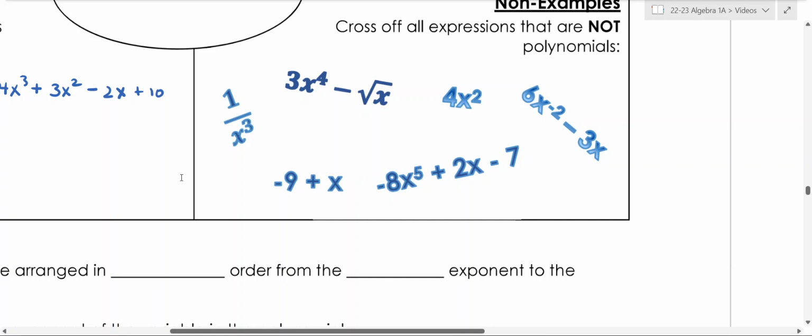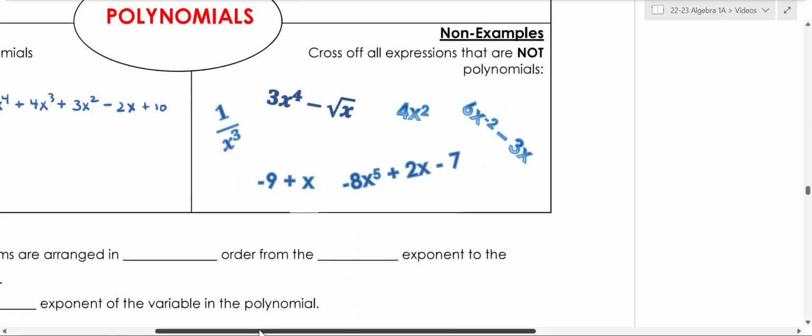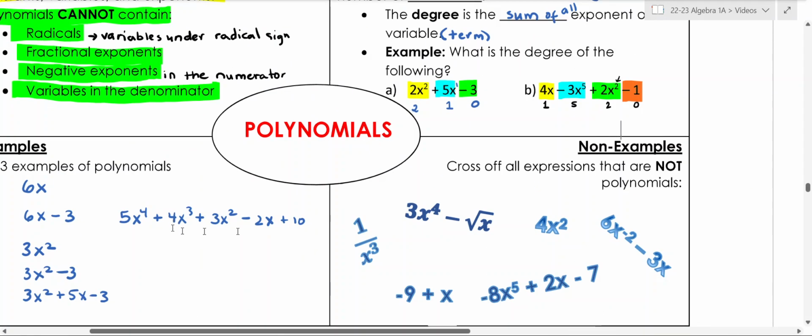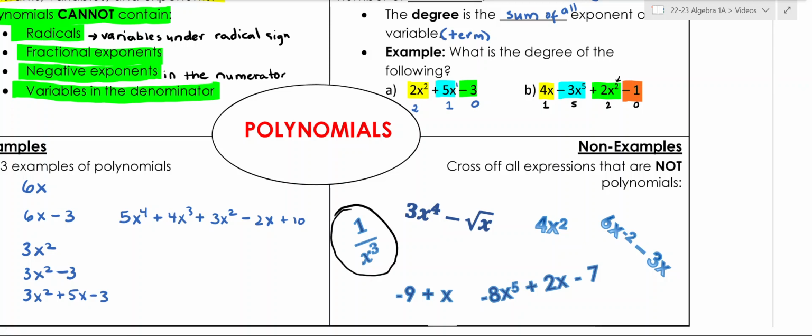All right, so let's continue this. It says to non-examples, cross off all the expressions that are not polynomials. So over here, highlighted in green, we have all the stuff that cannot be polynomials. So let's look at this first example right here. 1, I apologize, 1 over x to the 3rd.